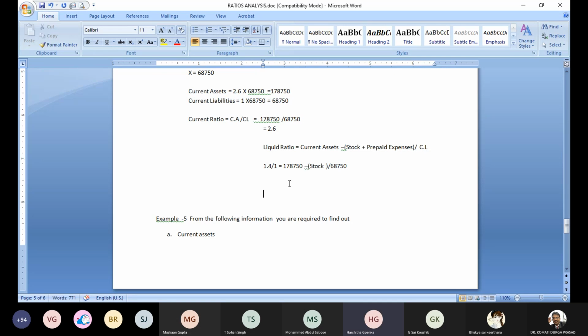Now, remember, it is a cross multiplication. 1.4 divided by 1 is equal to 1,78,750 minus stock, divided by 68,750. It is a cross multiplication. If you want, I will show you on the board. Can I show the board?